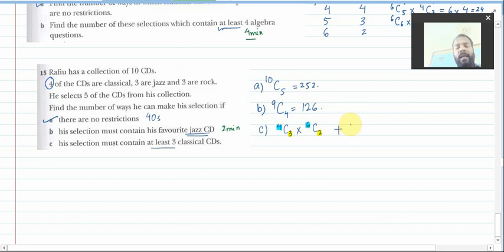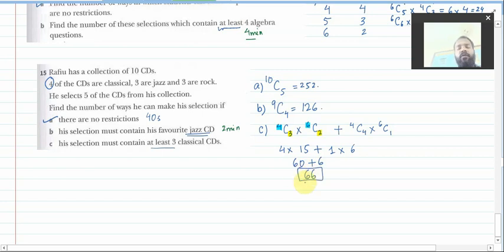Next one I can say is 4 combination 4, all 4 CDs are selected, and 6 combination 1. So these are the 2 possibilities. He can select at least 3 classical CDs. 4 combination 3 equals 4, times 6 combination 2 equals 15, plus 4 combination 4, which is 1, times 6 combination 1 is 6. So 15 fours are 60, plus 6 ones are 6, equals 66.